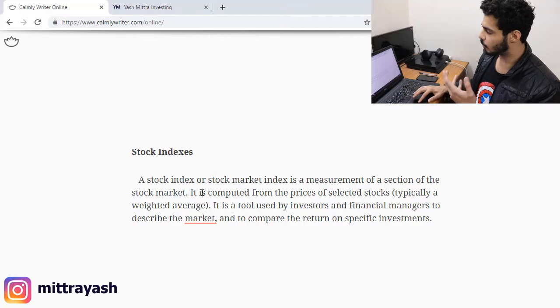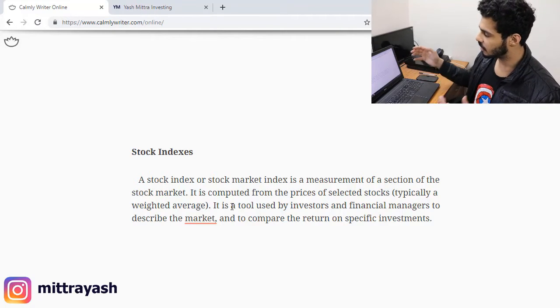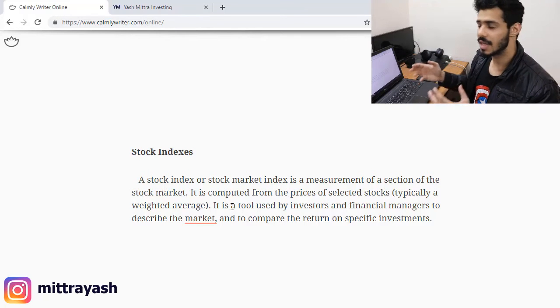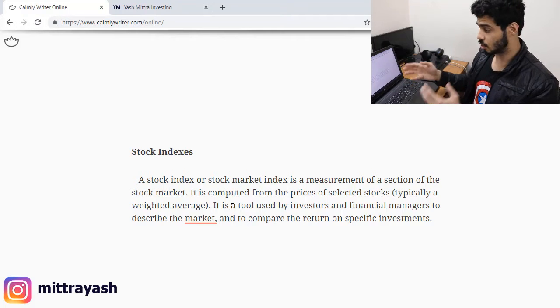It is computed from the prices of the selected stocks, typically a weighted average. All right, it is a tool used by investors and financial managers to describe the market and to compare the return on specific investments. Right, so really it's the average of that sector of the market. How is that sector performing? You can get to know using this stock index.